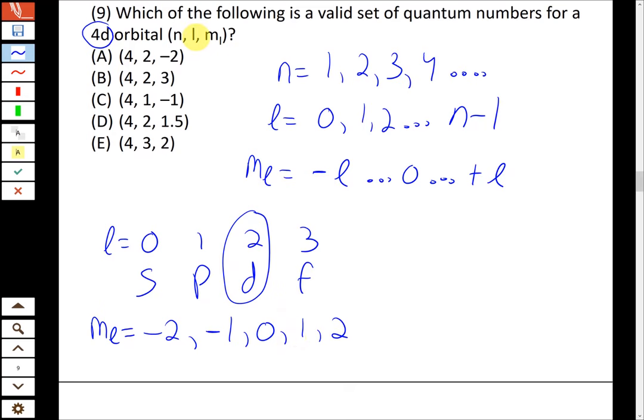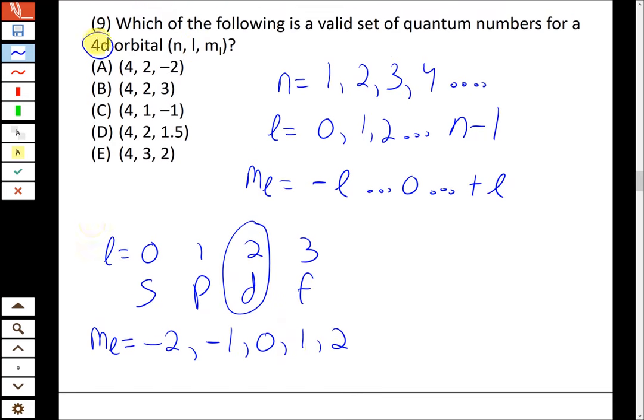Okay, so those are the possible m sub L values, and we have to see which of these answer choices has everything in the right order. So 4D tells us that n equals 4, and as we said, L equals 2. So the first two need to be 4 and 2. We can get rid of C because that's the wrong L value. We can get rid of E because that's the wrong L value. Again, for a D orbital, L has to be equal to 2.